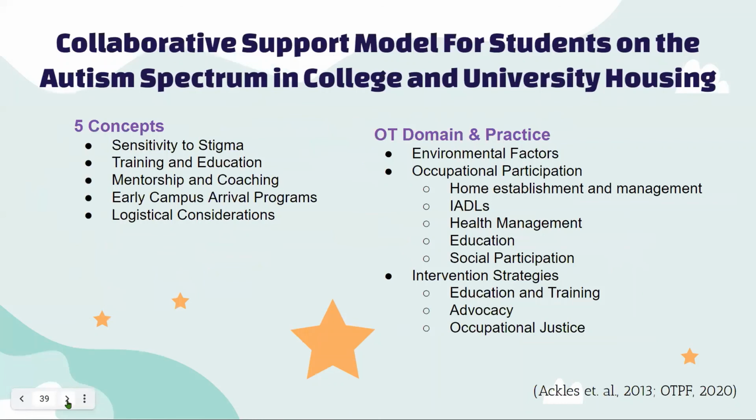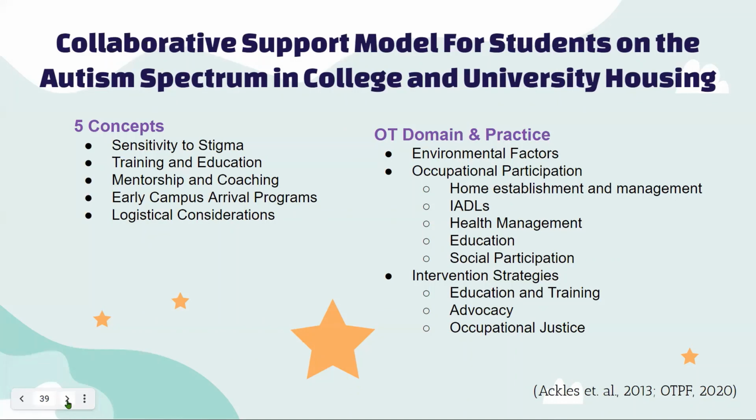This model has a focus on best practice and is based on 5 strategies. These strategies are sensitivity to stigma and respecting the client's right to confidentiality, training and educating the campus community to create a culture of inclusion, mentorship and coaching for both staff and students with ASD, early campus and housing arrival programs for students with ASD to allow for more time for adjustment and preparation, and addressing logistical considerations such as housing preferences. All aspects of this model fall within the OTPF's domains and practices.